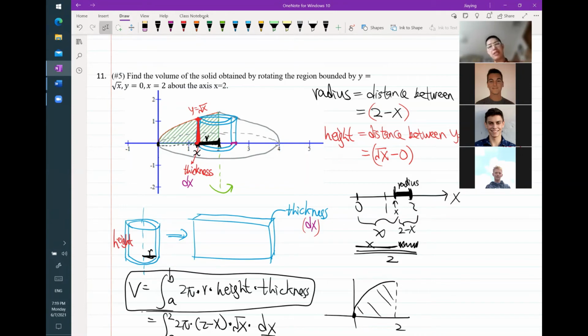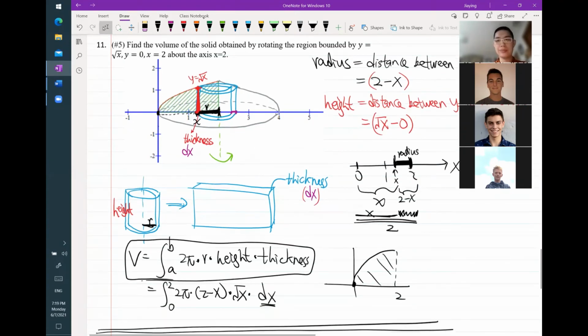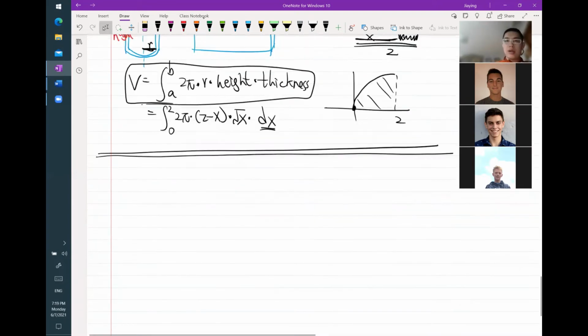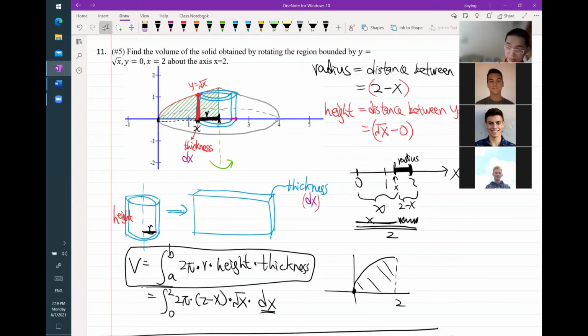The washer method is basically the same as the disk method. It's just that in the middle you have a hollow, right? You get a circle that's being removed from the middle. Any questions before we move on?